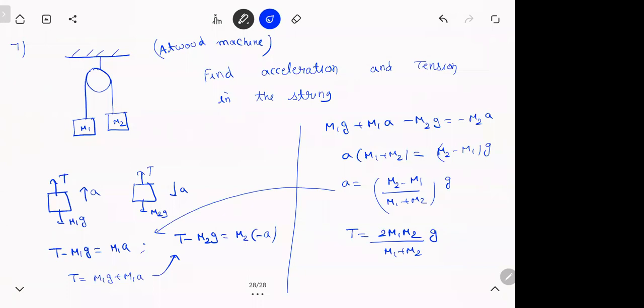But let me show you one more method, which is much easier and better for finding acceleration. Put this down. Let me teach you one more different concept.